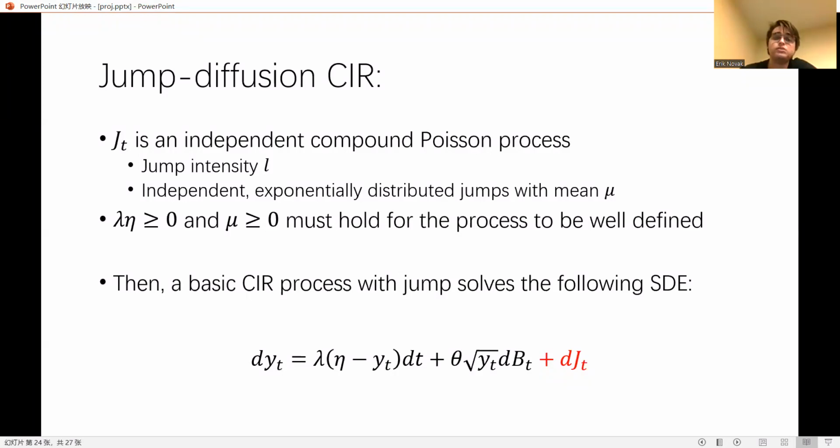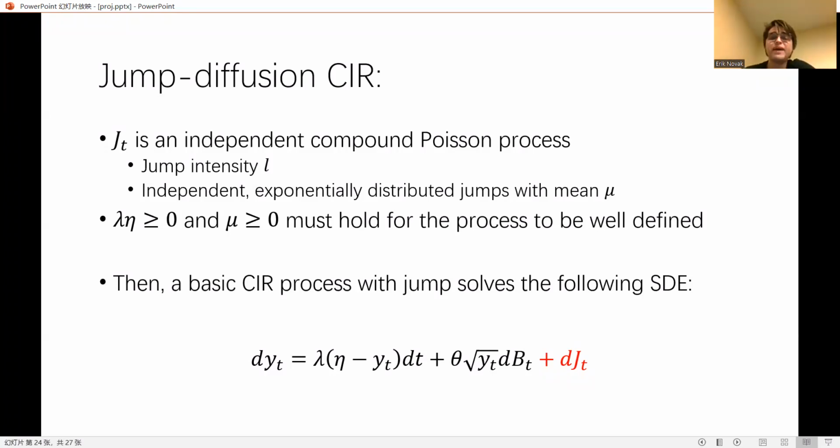And to do that, we consider that J sub t is some independent compound Poisson process of jump intensity lambda, and whose jumps are independent and exponentially distributed with mean mu. And we want those jumps to be positive, so the mean should certainly be positive as well. Now, for this to be well defined, lambda times mu is thus greater than or equal to zero, and as mentioned, the mean should also be greater than or equal to zero.